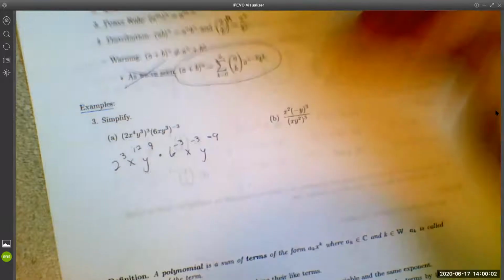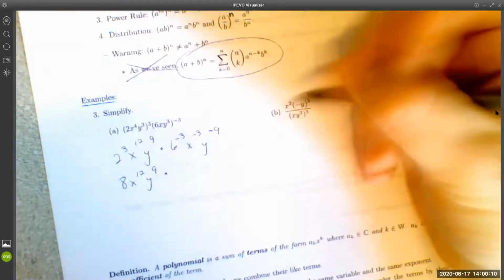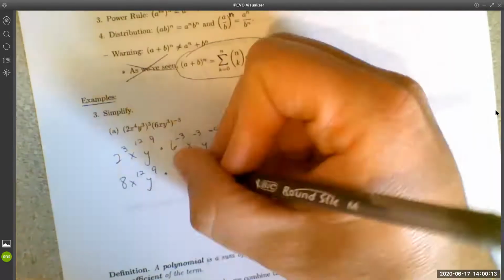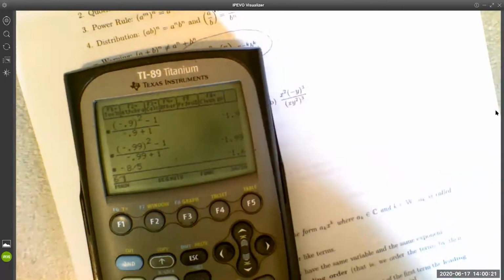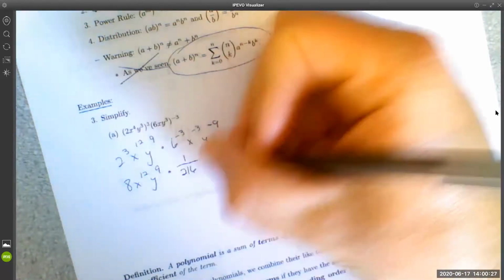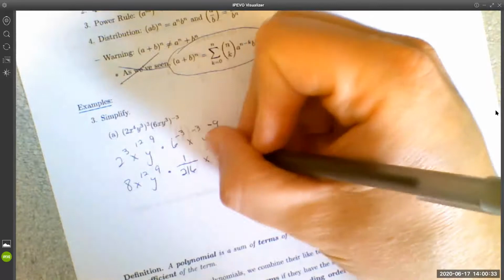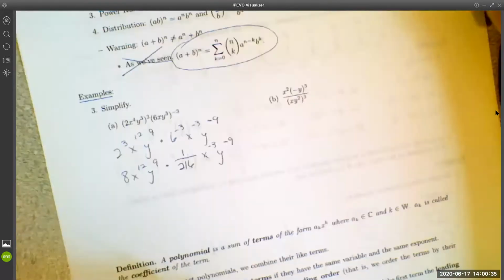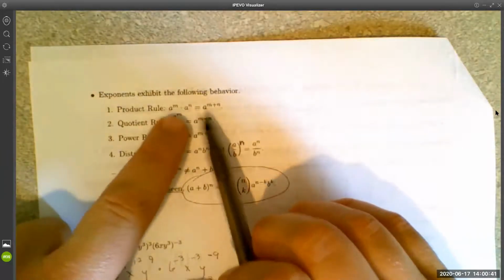Okay, now we can simplify, of course. 2 cubed is 8, so we get 8x to the 12th, y to the 9th, times 6 to the negative 3 would be 1 over 6 to the positive 3. I think that's 216. 6 cubed is 216. I'm just going to leave the variables with negative exponents on them for now, because I can use the product rule here to just add up the exponents on my like bases.